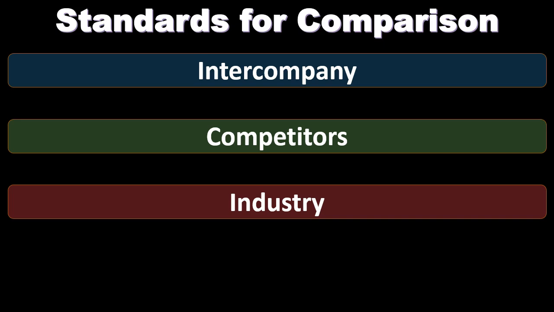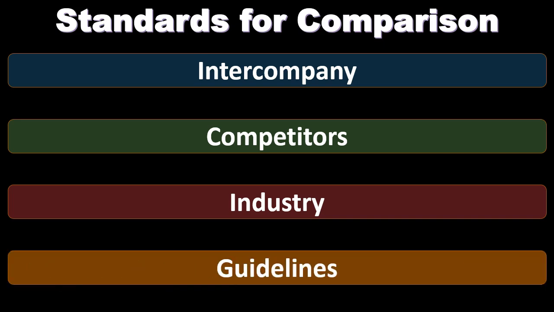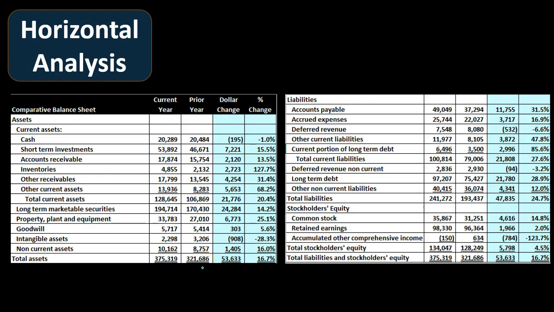Industry standards, another goal: we might look at the standards in the industry as a whole and, once again, take our ratio analysis and compare it on a ratio basis to the industry standard, in a way that we often could not do with just a dollar amount standard. We can also compare to certain guidelines, and use the ratio analysis to see if we are within those guidelines. Here's an example of horizontal analysis.